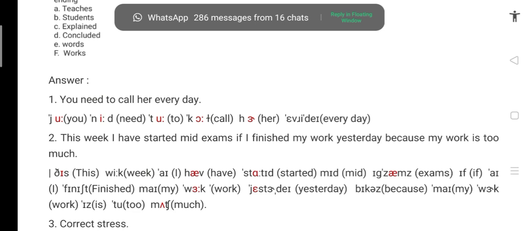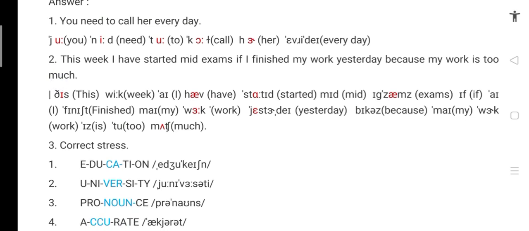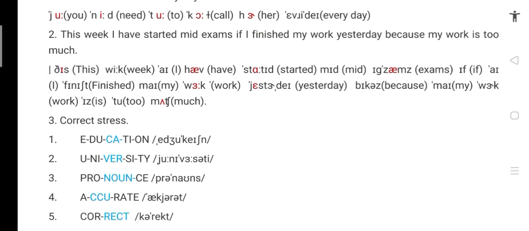Okay, so this week I have started the mid exam. I finished my work yesterday, because my work is too much. The first vowel is in the word this. The second vowel is in the word have. The third vowel is in the word started. And the fourth vowel is the second vowel in the word exam. And the next, the vowel in the word work, and a vowel in the word yesterday, and the last vowel in the word march.